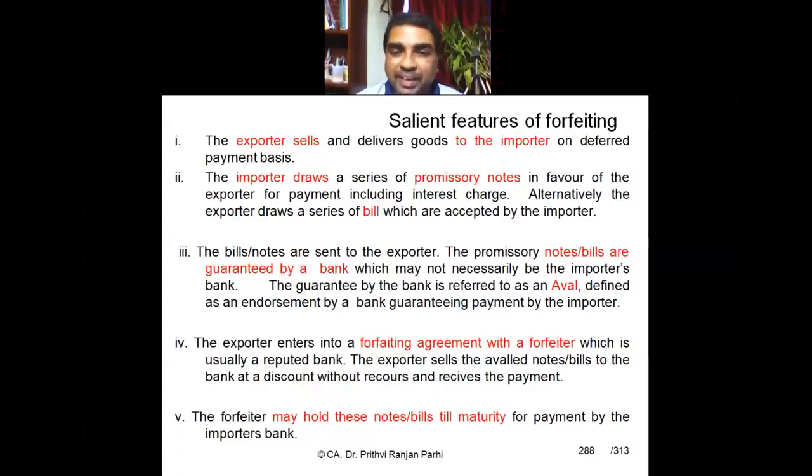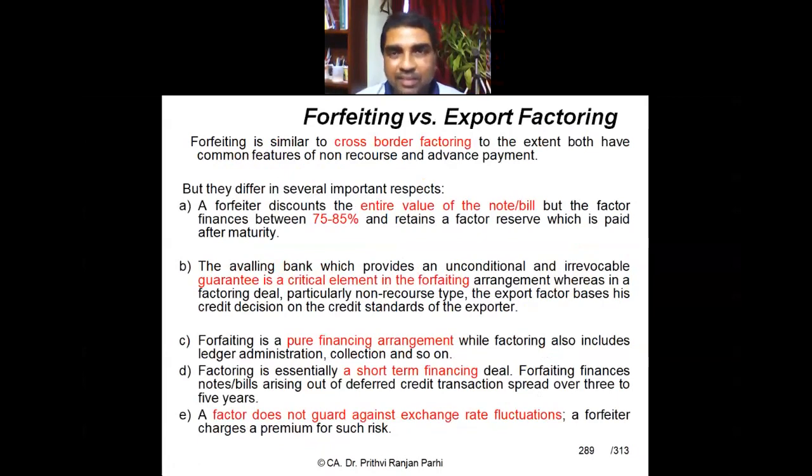Then the exporter enters into a forfeiting agreement with the forfeiter. The exporter has to receive the money, isn't it? And what is the exporter having in his hand? The exporter is having a bill of exchange or a promissory note. So the exporter will be entering into an agreement with the forfeiter, right? The forfeiter may hold these notes and bills till maturity and make payment to the exporter. So this is how the transaction happens.